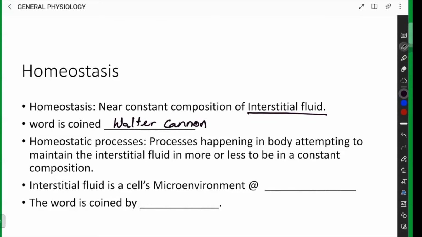How can I remember this? Remember it as WATCH. So Walter Cannon coined the term homeostasis. So I remember it like this, and you can also remember it like this.